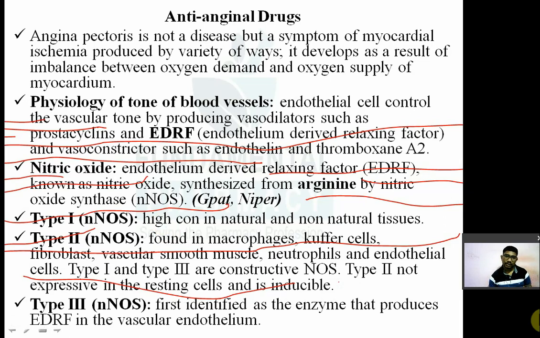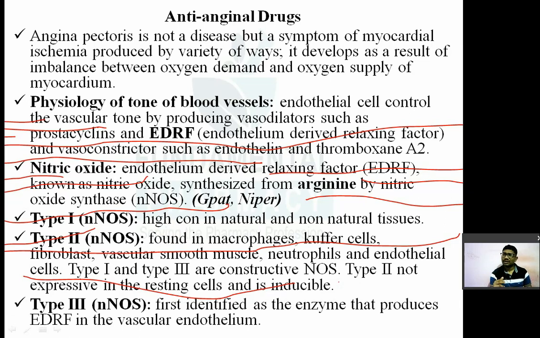Now type 3 nitric oxide synthase was first identified as an enzyme that produces endothelium derived relaxing factor in the vascular endothelium. So remember, how many types of nitric oxide synthase are present in the human body, such a question was in GPAT 2022, you can go and check. So there are three kinds of nitric oxide synthase: type 1, type 2, type 3.